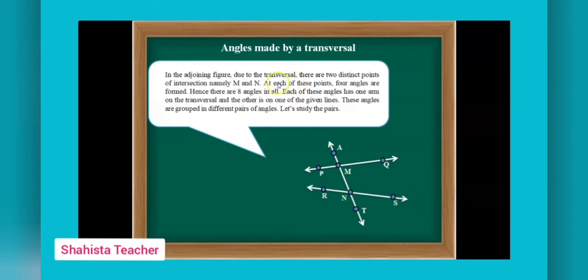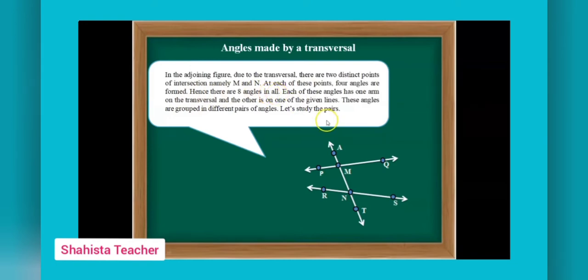ठीक है. At each of these points, four angles are formed. Hence, there are 8 angles in all. See here, there are total how many points? Let's count. 1, 2, 3, 4, 5, 6, 7, 8. So here 8 points are there. And at each point 4 angles are formed. Hence, there are 8 angles in all.